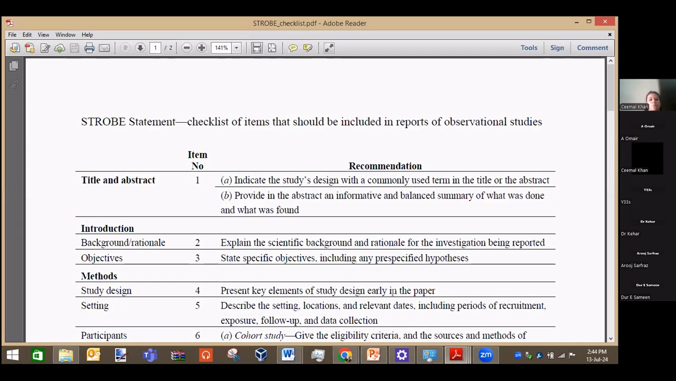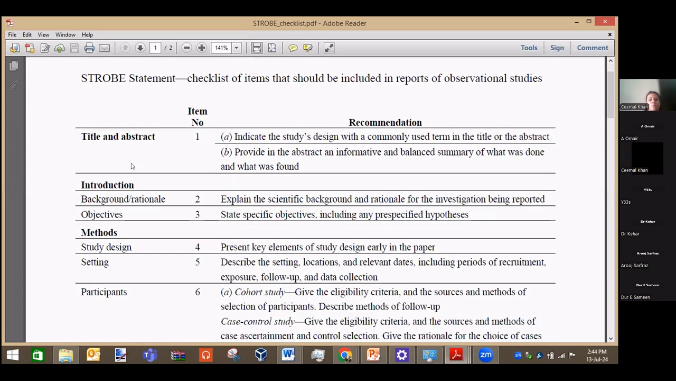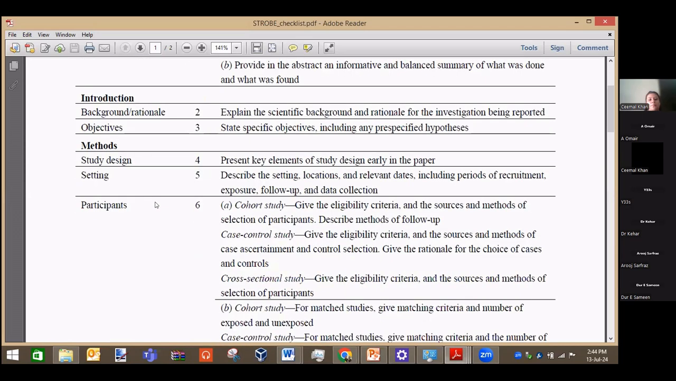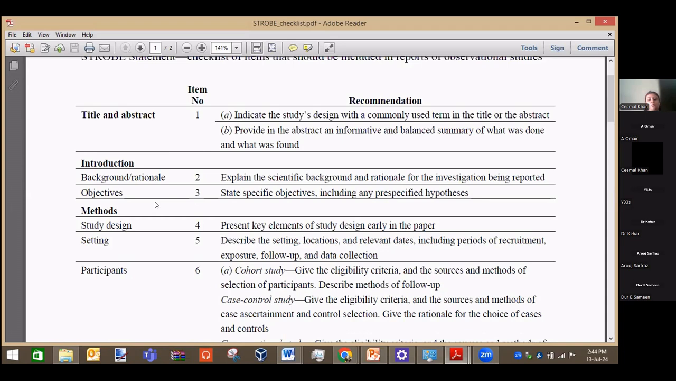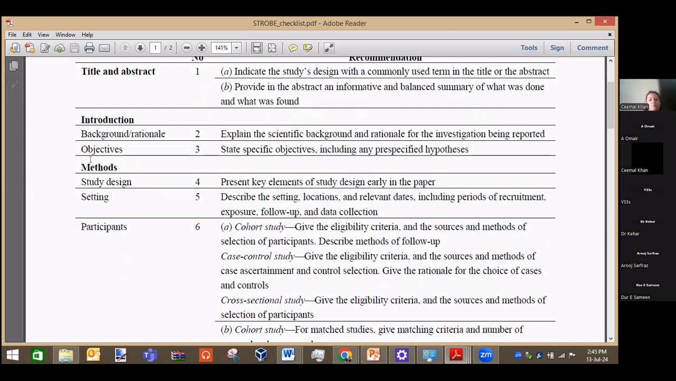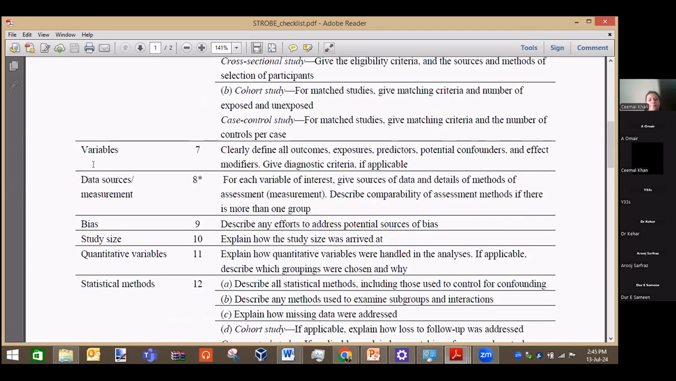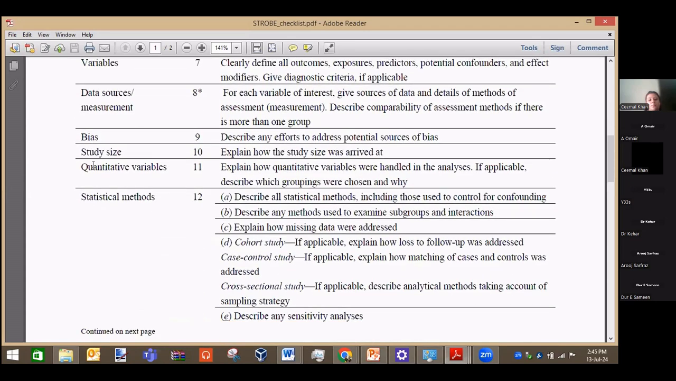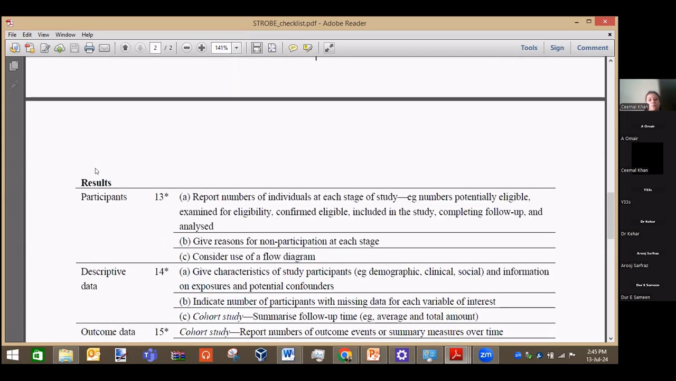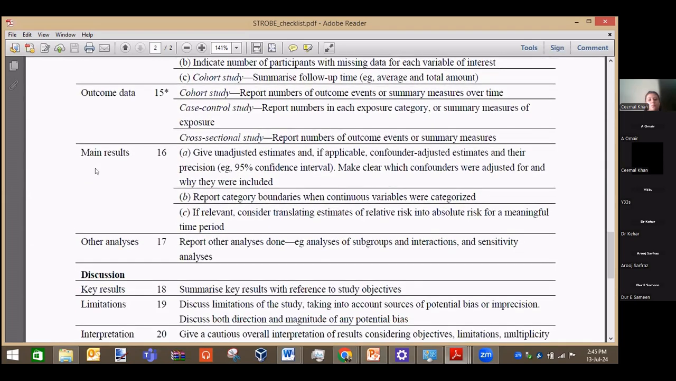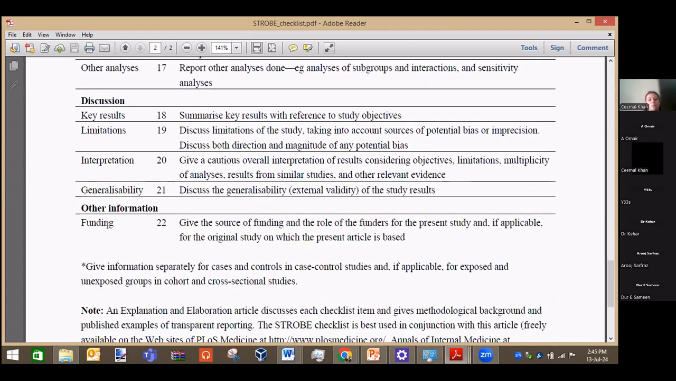This is the STROBE checklist, right, for observational studies. Most of the journals follow almost 80% of this, and they may have something extra on top. So if you have made sure that you followed all the points given here, you have a better chance of getting your article passed through the editorial board and going for review, right? So it has everything from the introduction to the final parts.